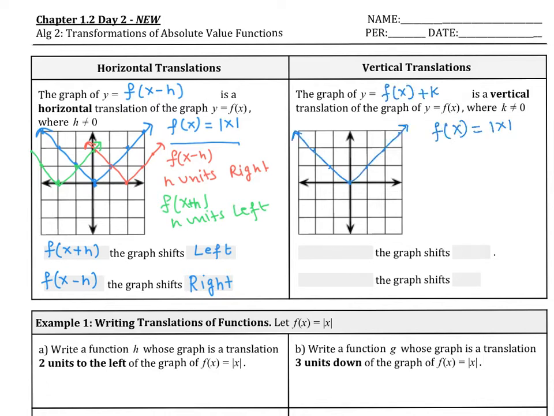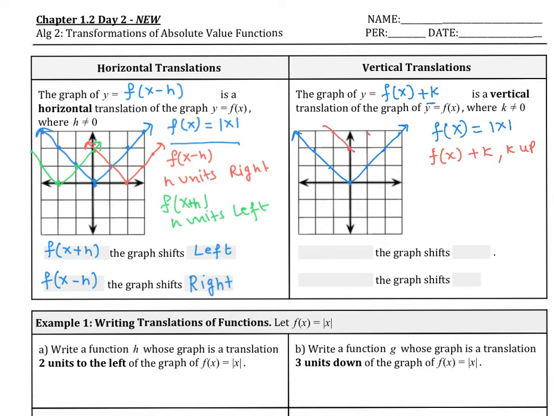Now let's talk about the vertical translation of the graph, the graph of f of x plus k. If the k is outside of the function, then we use it for vertical translation. And we are taking the same parent graph, f of x equals absolute value x. If you have f of x plus k, then you're going to move the graph k units up.